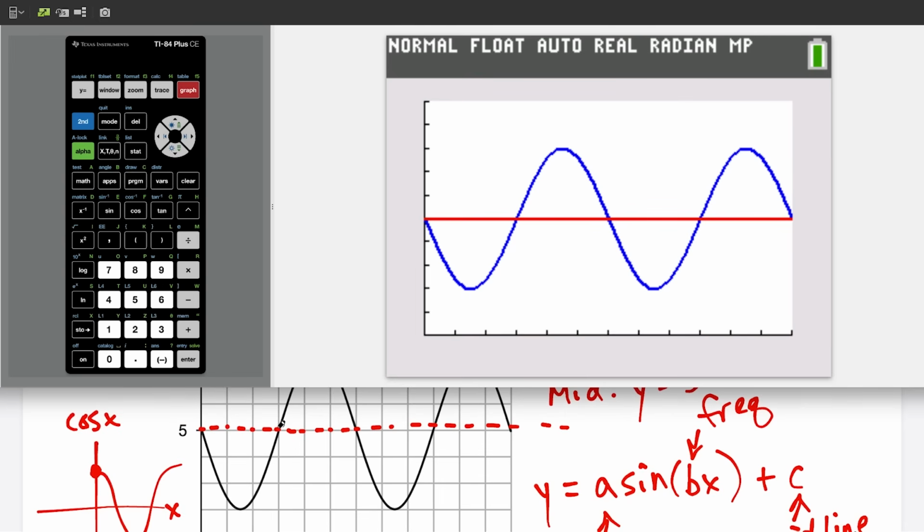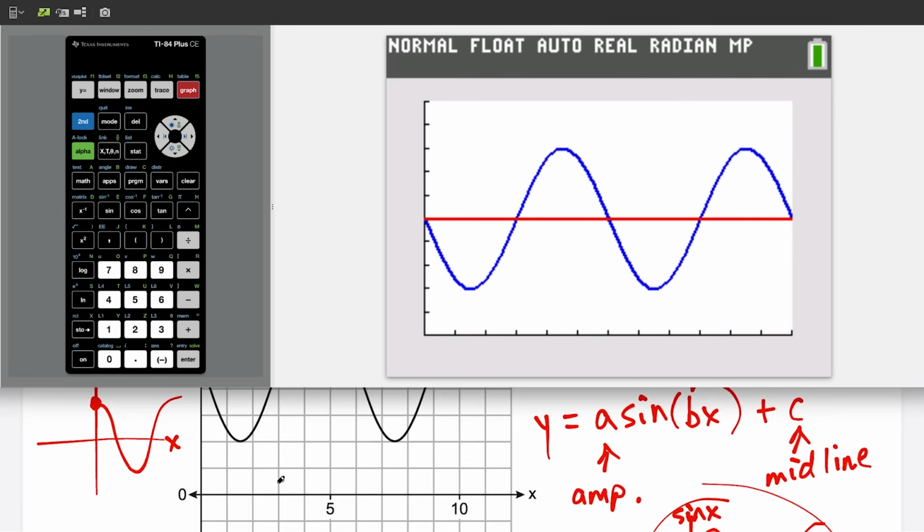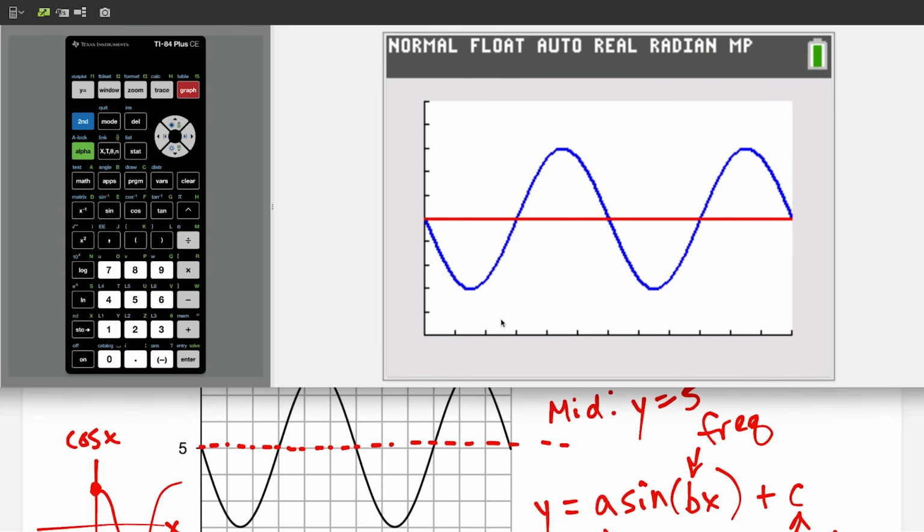Notice that the midline is making contact with the first loop here at the point, where is this? 1, 2, 3, and then up 5. So if I go 1, 2, 3, and up 5, you could see that the points definitely are matching up.